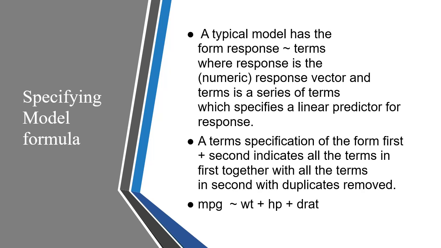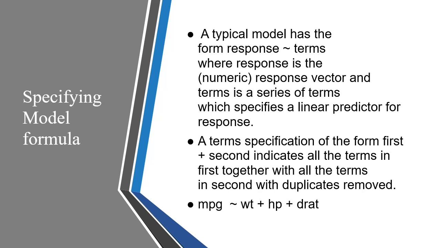Now, when we specify a model formula, so far we have used plus. Plus basically means the first term plus the second term, all the terms in the first together with all the terms in the second. As an example, we have MPG as a function of weight plus HP plus drat. It doesn't mean arithmetic addition here. It means all the terms of weight, all the terms of HP, and all the terms of drat have to be taken into account while doing the relation.